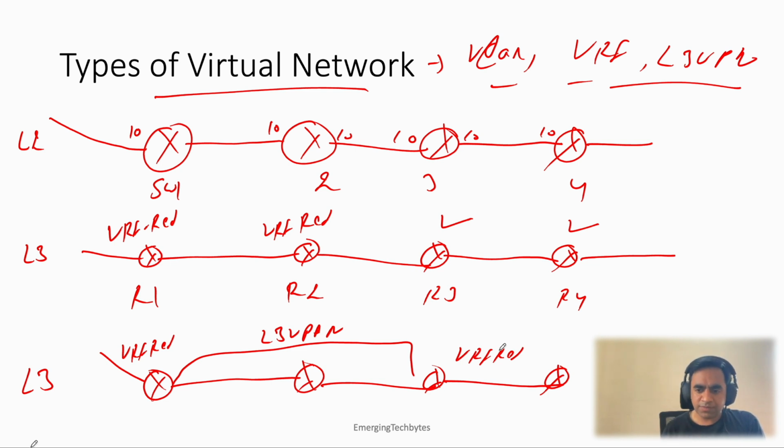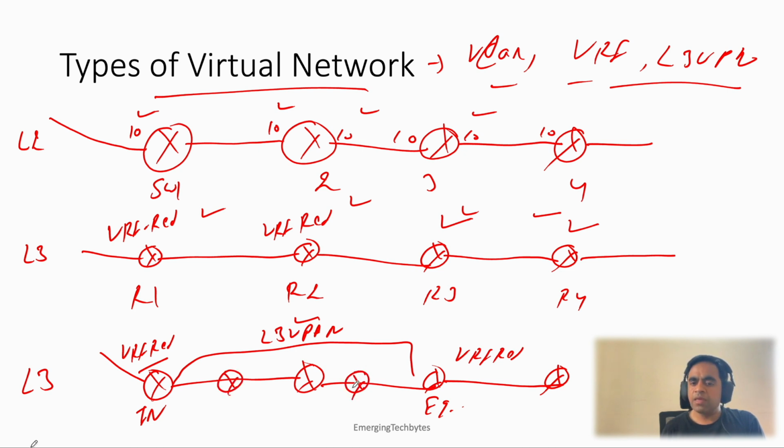But what is the difference? The difference is that here you need to provision these VLANs or these VRFs at every node, even including the transit ones. But in case of L3 VPN, you are configuring the VRF only on the ingress and egress. The transit nodes, there can be hundreds of those in between. They don't care. They don't need to know this, right?